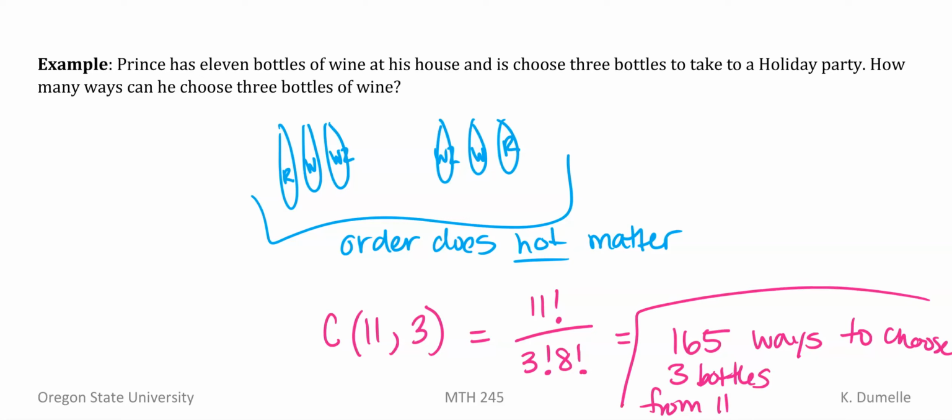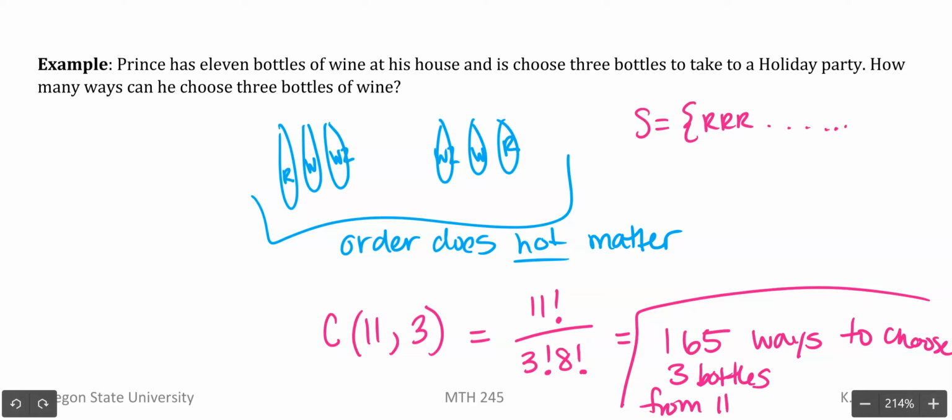because order doesn't matter. So how is this related to sample space? Well, those 165 make up our sample space. So I'm not going to make us list 165 different combinations of wine bottles, but if we were to do that, for example, red, red, red, and so on, all the way to 165, that's our sample space that we're looking at. We're just going to say, well, there's 165 outcomes.